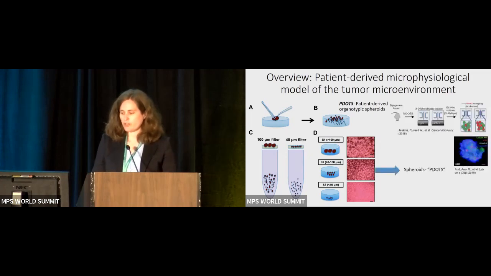So first, the intermediate size fraction from 40 to 100 microns, those are our PDOTs, or our patient-derived organotypic spheroids. They still retain tumor cells, stroma, extracellular matrix, and immune cells. So we call them organotypic spheroids instead of tumor spheroids.